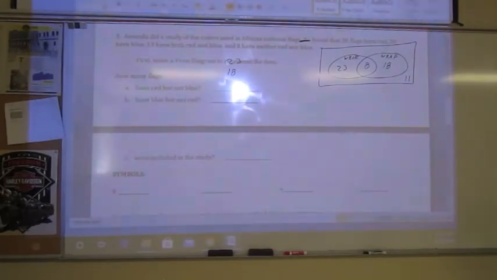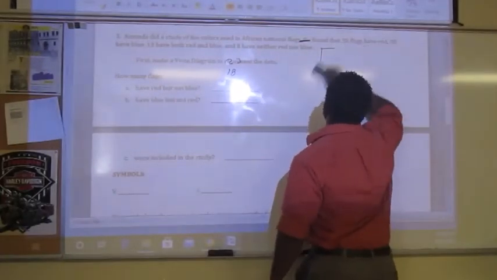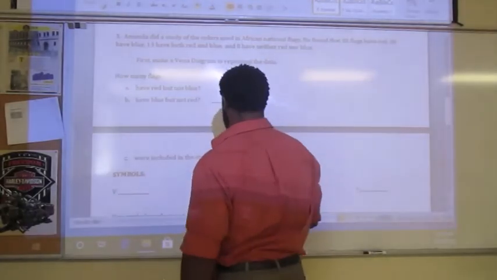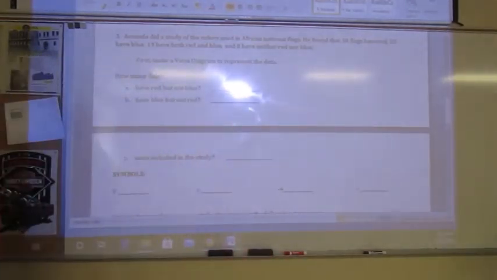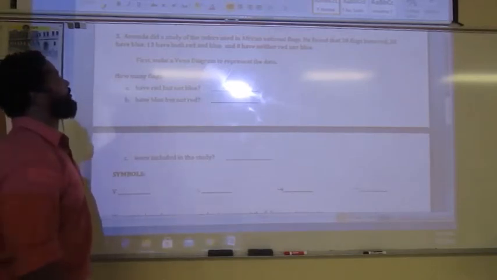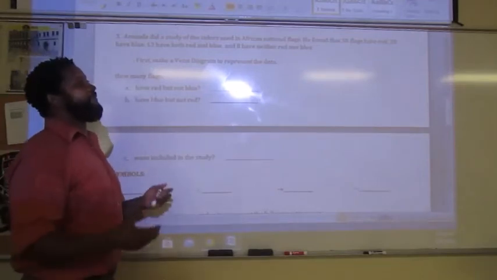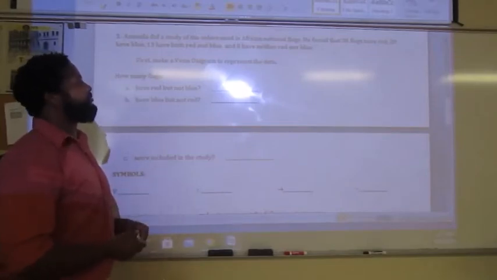All right. Sorry if this answer right here is impeding on the other side of the page. My bad, the C is on the back. But if you look at this, Amanda did a study of the colors used in African national flags, right? She found that 38 flags have red, 20 have blue, 13 have both red and blue, and 8 have neither red nor blue, right? So first, let's make a Venn diagram to represent the data.